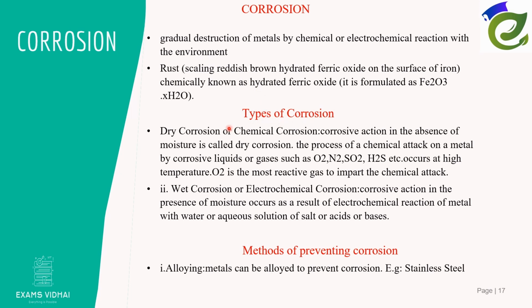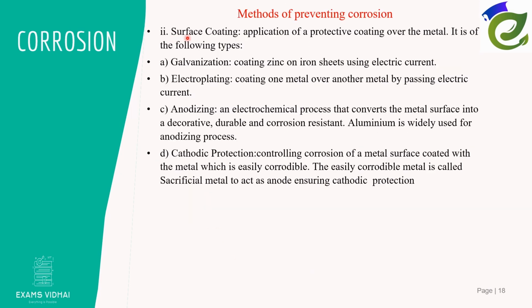Types of corrosion: dry corrosion, or chemical corrosion, and wet corrosion, also known as electrochemical corrosion. And the methods of preventing corrosion. First one, alloying. It means metals can be alloyed to prevent corrosion, for example, stainless steel. And the second one is surface coating.